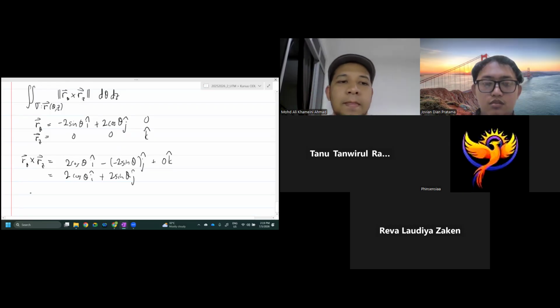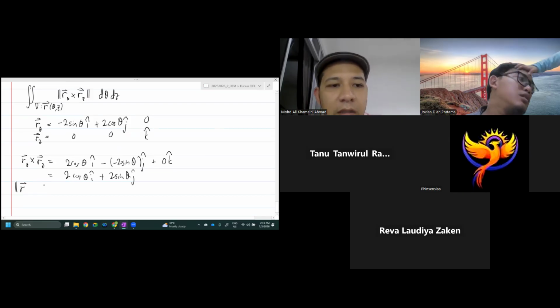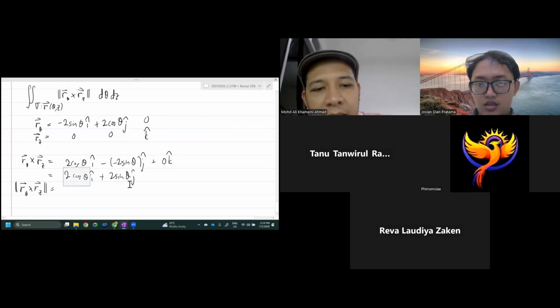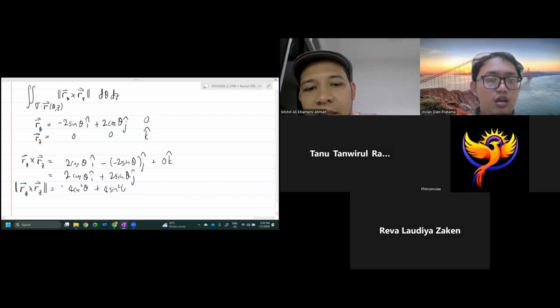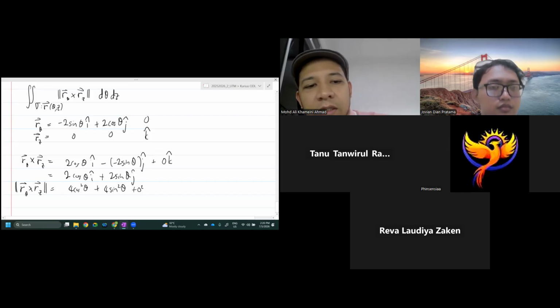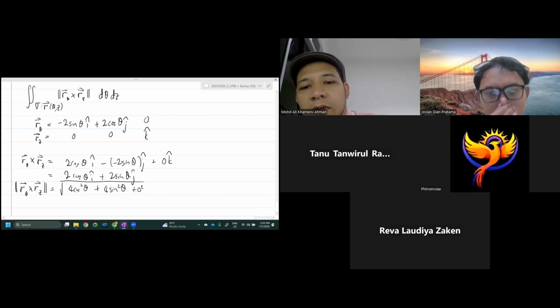And then you take the magnitude. So compute the magnitude of this. You take the square of each component: 4 cosine squared theta plus, for the second component, 4 sine squared theta, and the third component is 0 squared. Then you take the square root. What is left is just 2.